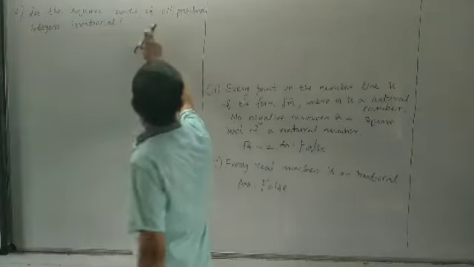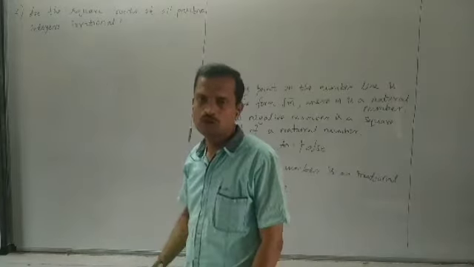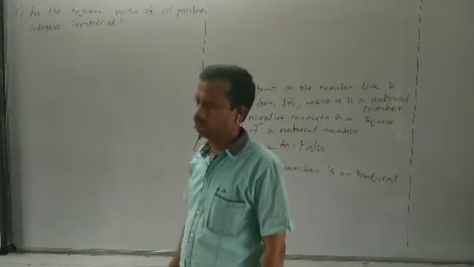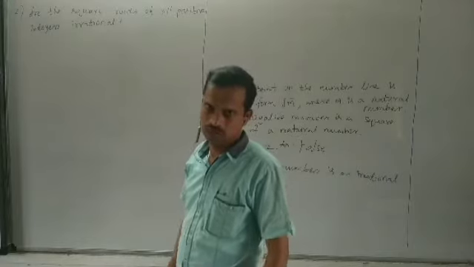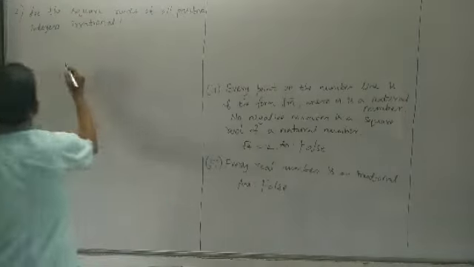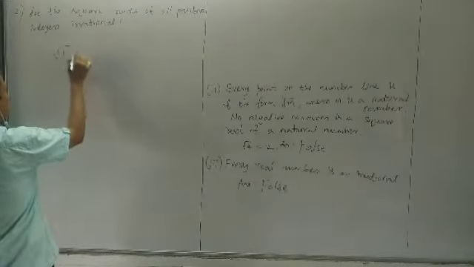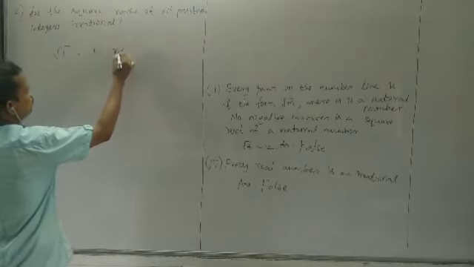And now coming to the question number 2. Are the square roots of all positive integers irrational? So positive integer means 1, 2, 3, etc. That is nothing but natural number. That is the positive integer. So if you take square root of 1, you get 1. It is what? Rational.